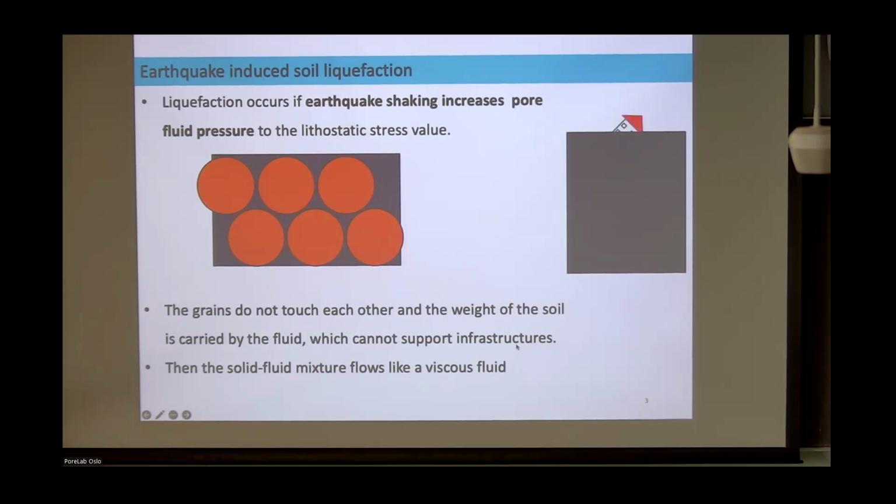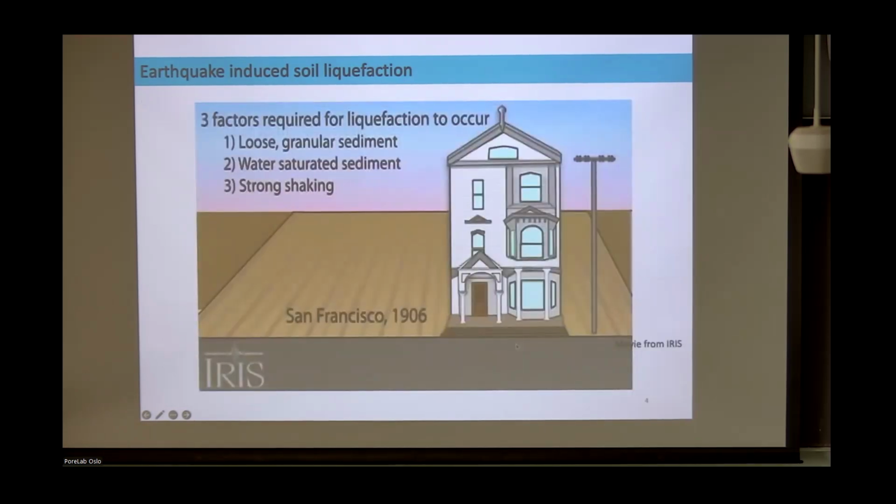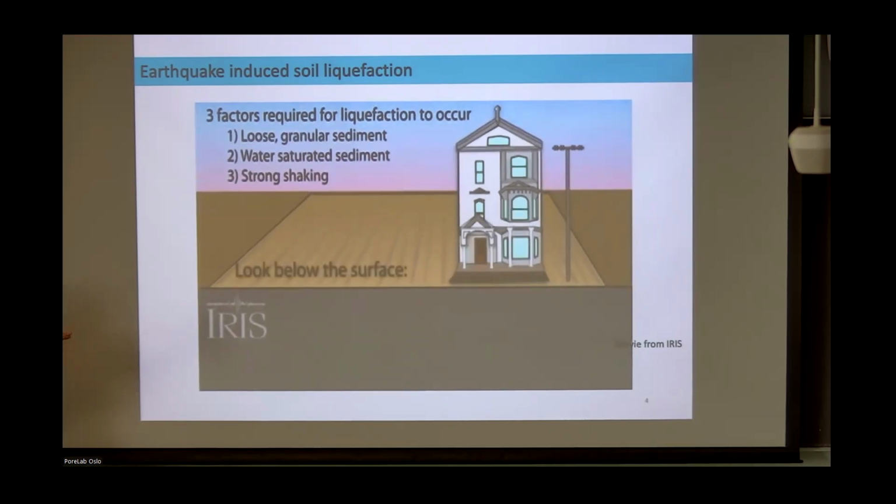And this is the building liquefaction. Now I'll show you a movie from IRIS, the consortium of all the earthquake research in the United States, and they made this movie. It's from San Francisco in 1906, explaining liquefaction.